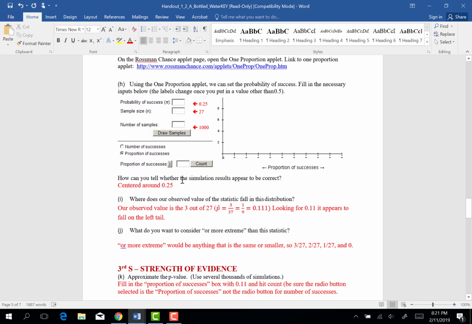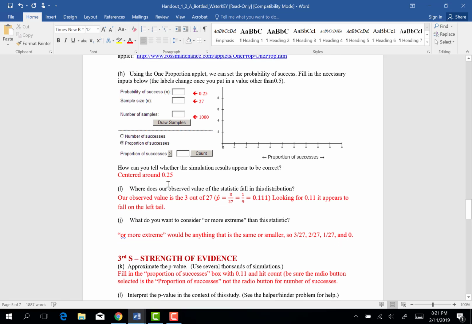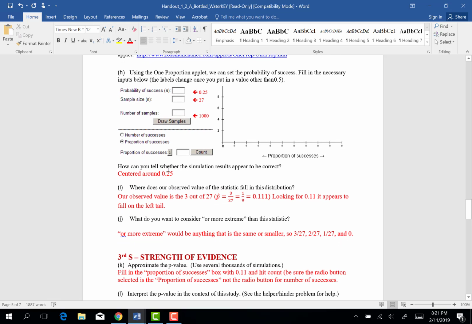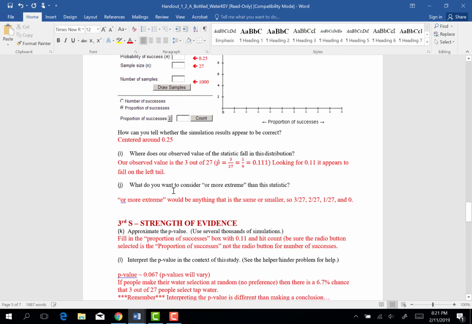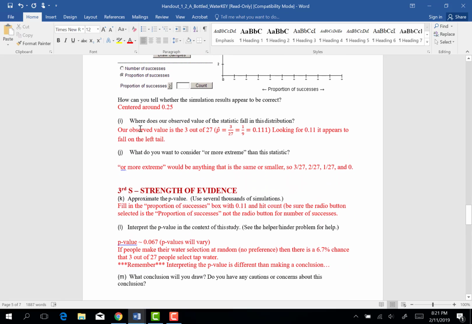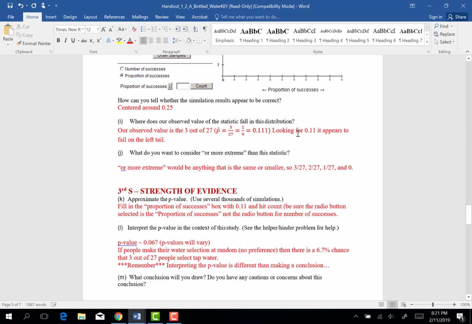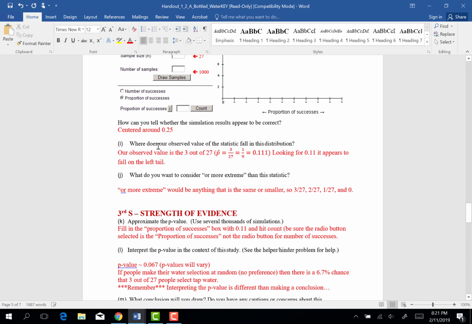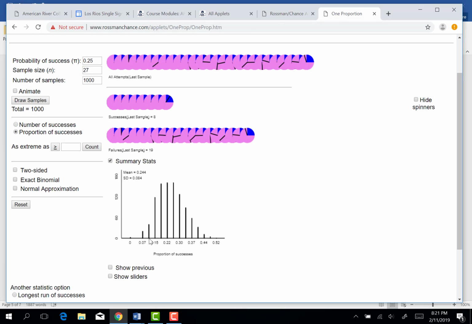So how can you tell whether the simulation results appear to be correct? Center around a quarter. Like we said, if we're doing this at random, there's 1 out of 4 chance of getting the tap water. Where does our observed value of the statistic fall in the distribution? Our observed value is the 3 out of 27, which is 0.11. So looking at 0.11, it appears to fall on the left tail. So I don't have the graph here, but when we go back to the applet, 0.11 is somewhere around here, so it falls on the left tail of the distribution.